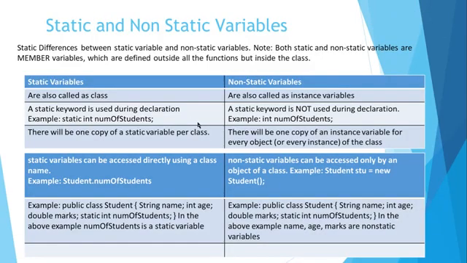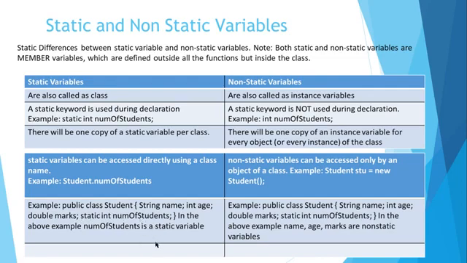Next are static and non-static variables. We have discussed this in class, even then I am explaining it to you. Static variables belong to the class and non-static variables belong to the instance. The static keyword is used when I am using a static variable, and if no word is used, not even static or any other, then it is a non-static variable. There will be only one copy of a static variable per class, whereas in non-static, each and every object will have its own copy of the variables. To access a static variable, we write the class name, and to access a non-static variable, we have to create an object, then write the object name and use it.